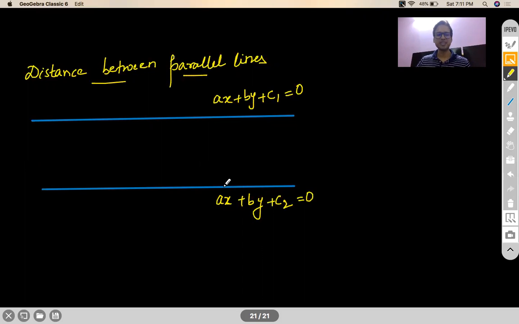Are you getting my point? So what I have done, I have made it in such a way that both are the same, just to make my life easy. So how do I find the distance between these two lines?